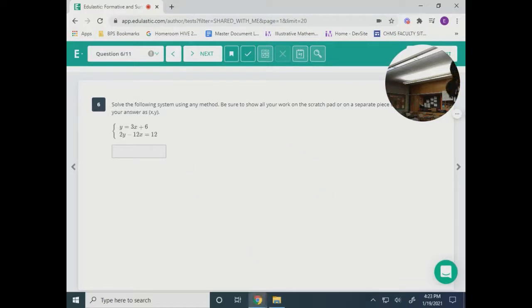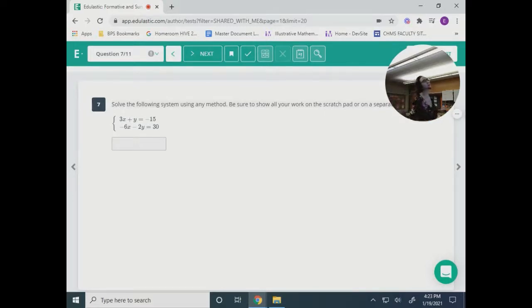Here we go. Number 7, halfway through now. Solve the following systems using any methods. Be sure to show work through Scratchpad. Okay. This is the one where you really, really, really can choose any method of substitution or elimination, because both of them are going to be really, really easy to do.